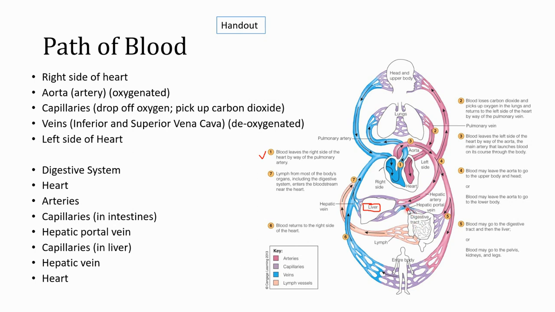But that hepatic portal vein is going to take that nutrient-rich blood to the liver. And then the liver is where you're going to get some more gas exchange going on. Then it will be completely deoxygenated, go through the hepatic vein, back into the inferior vena cava, and into the right side of the heart.